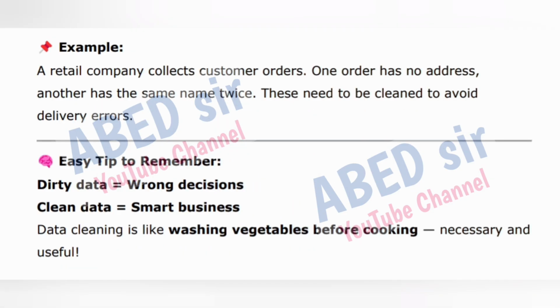Example. A retail company collects customer orders. One order has no address, another has the same name twice. These need to be cleaned to avoid delivery errors. Easy tip to remember. Dirty data is equal to wrong decisions. Clean data is equal to smart business. Data cleaning is like washing vegetables before cooking, necessary and useful.